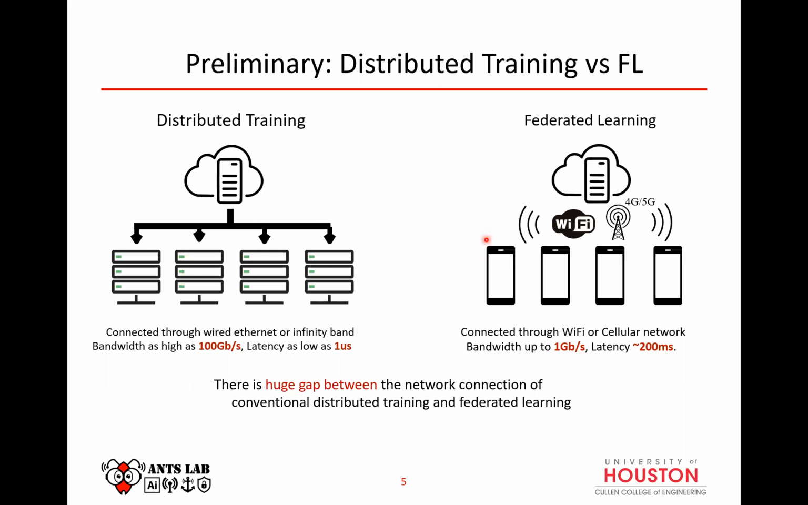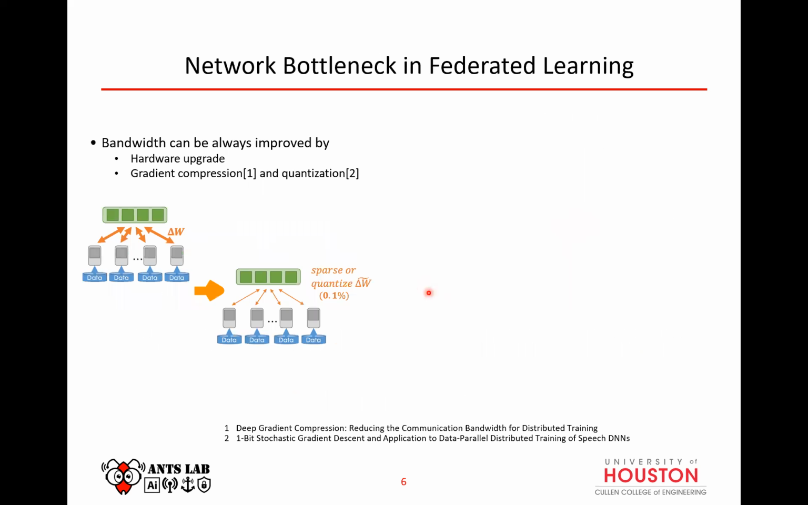On the other hand, when it comes to federated learning, the typical connection with the parameter server is through Wi-Fi or a cellular network. The bandwidth that can be offered is almost up to about 1 Gbps, which means the latency is almost about 200 milliseconds. So if we compare typical data center training versus federated learning training, there is a huge gap between their network connections. Because of this gap, a network bottleneck gets created in federated learning.